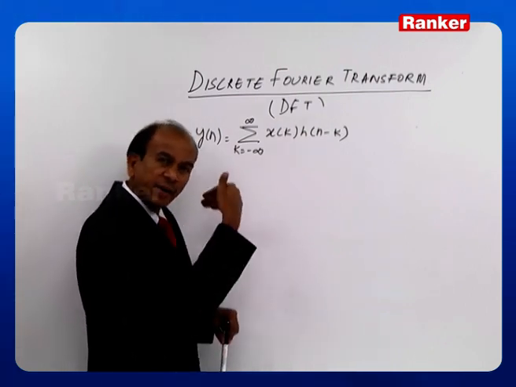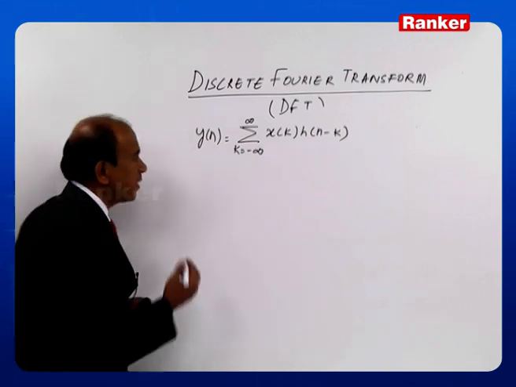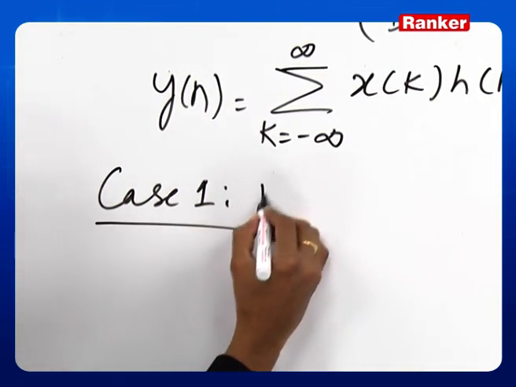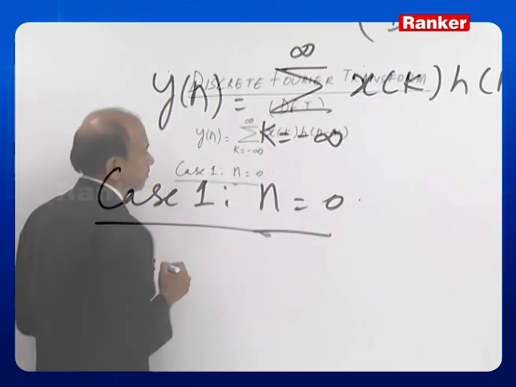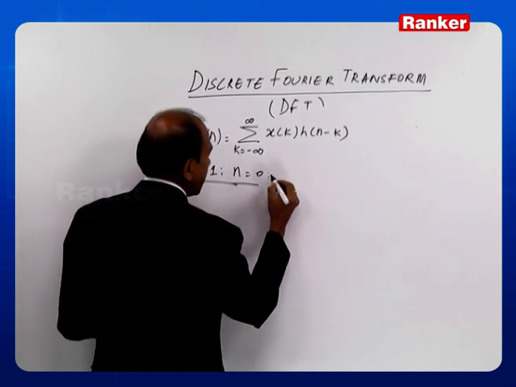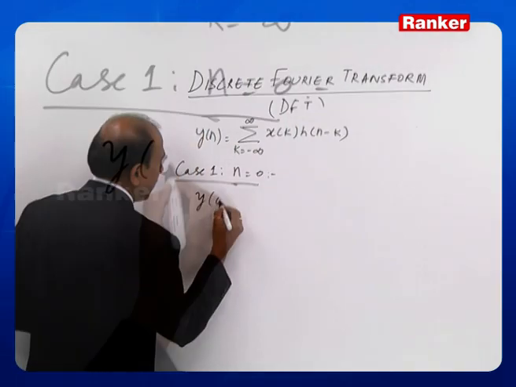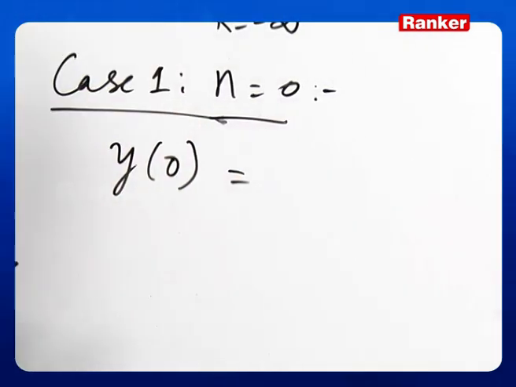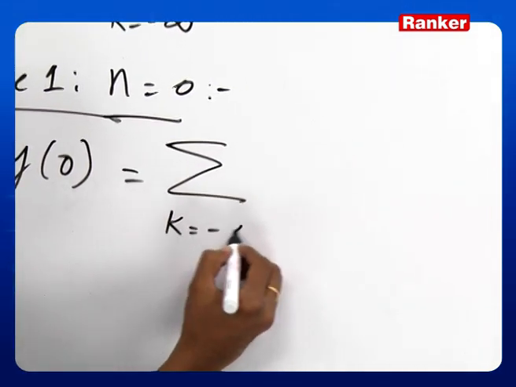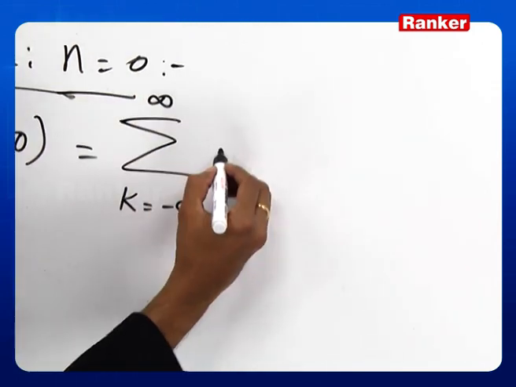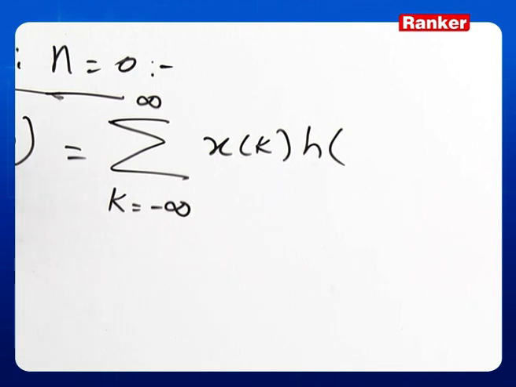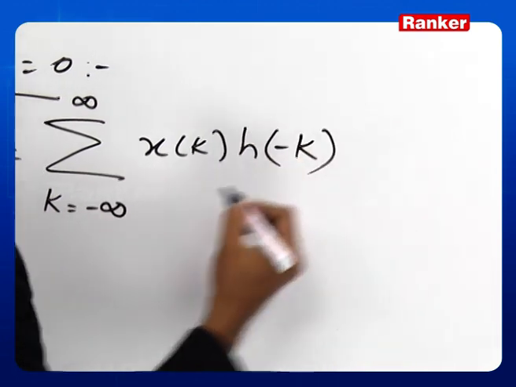Let us look at the different cases available. Let us start with case 1, where n is equal to 0. When n is equal to 0, what do I get? I will get y of 0. So let us write down here, I get y of 0 because n is 0. Now I can write this sequence as summation k is equal to minus infinity to plus infinity, x of k and h of 0 minus k, that is, h of minus k.